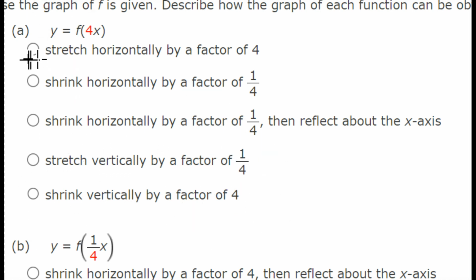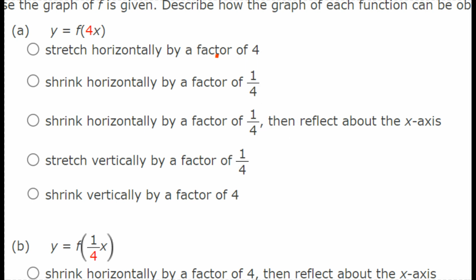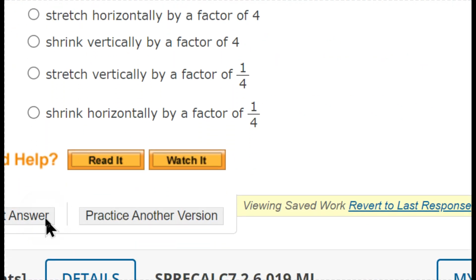So it must be the case that they're wanting this. It's a quarter as wide as it used to be. At any given y value, it's a quarter as wide as it used to be. We only have to go out in the x direction 1/4 as far to produce that same y value. Let's check it.